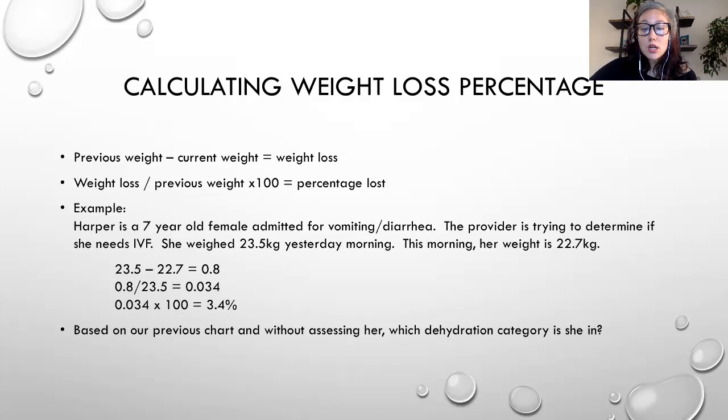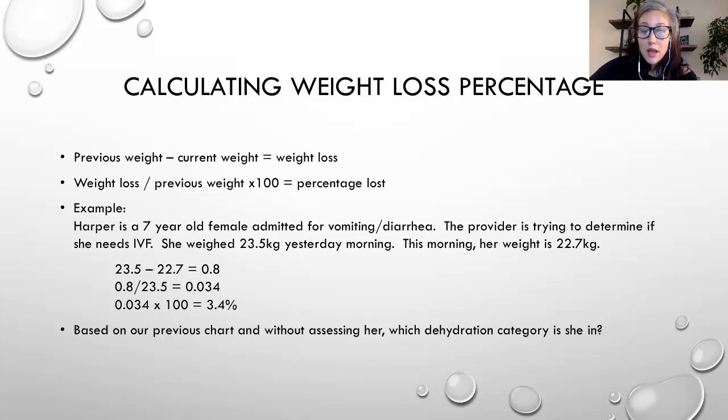Mom happened to weigh her yesterday morning. She was at 23.5 kilos, and this morning her weight is 22.7. So we're going to take that 23.5 minus 22.7, which is the current one, and we get 0.8. So 0.8 divided by yesterday morning's weight, 23.5, gives us 0.034. We're going to multiply that by 100, and we get 3.4%. So that's how much weight she's lost in the last basically 24 hours: 3.4%.